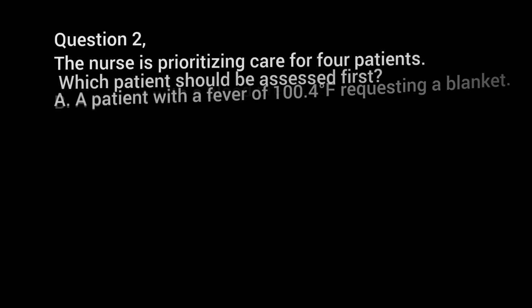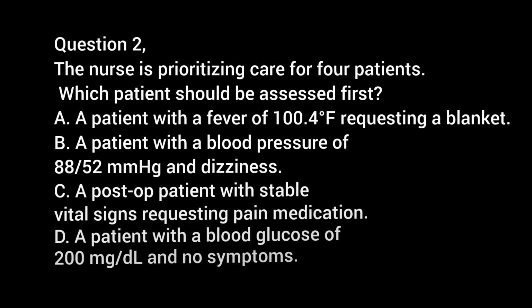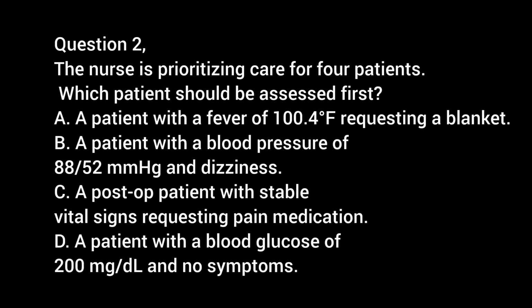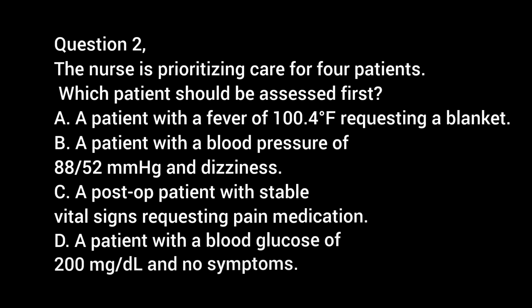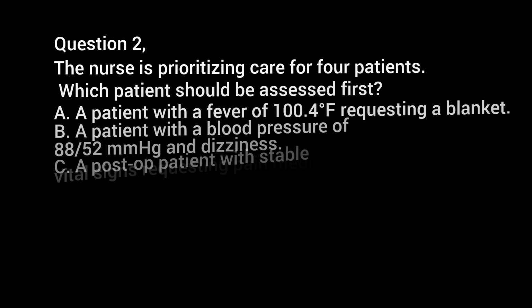Question 2. The nurse is prioritizing care for 4 patients. Which patient should be assessed first? A. A patient with a fever of 100.4 degrees Fahrenheit, requesting a blanket. B. A patient with a blood pressure of 88/52 mmHg and dizziness. C. A post-op patient with stable vital signs, requesting pain medication. D. A patient with a blood glucose of 200 mg/dL and no symptoms.